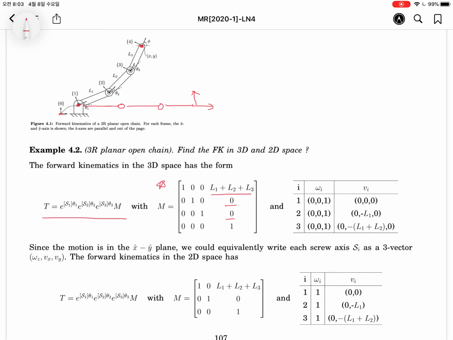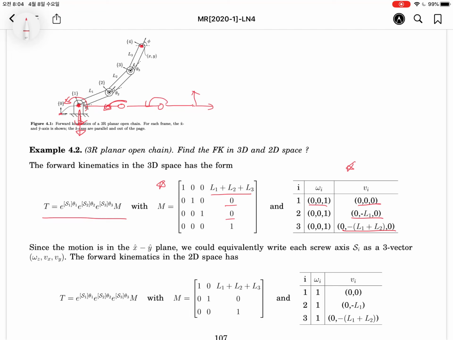Actually, for the first joint, this rotational movement has no linear velocity, so 0, 0, 0. The second joint is rotated like this. At that time, a minus y direction with magnitude L1 will appear here, and a minus y direction with the magnitude of L1 plus L2 for the next one. So we have this linear velocity.